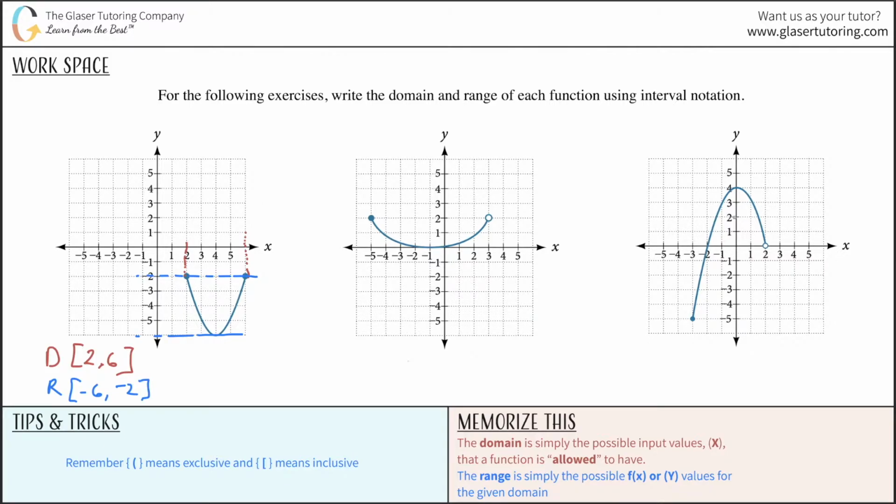Taking a look at the next one, we do the same analysis. The leftmost portion goes all the way out to -5, including that -5. The rightmost portion goes out all the way to 3, not including though the 3. So the domain of this is going to be inclusive of -5 all the way to 3 exclusive, hence a parenthesis. The range now, just as easy, right?